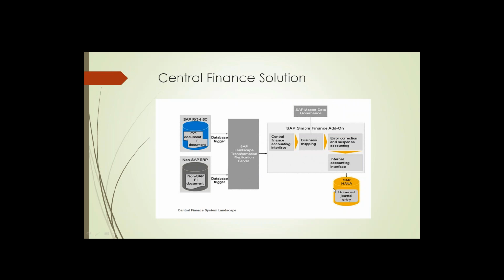from this to this. So in Simple Finance, irrespective of where the documents are getting stored, here they will be stored in the universal journal entry. And here you can perform all your reporting together for all your company codes. So this is about Simple Finance.